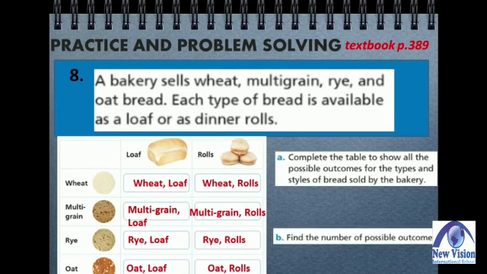So find the number of possible outcomes. By using the table to show all the possible outcomes for the types and styles of breads sold by the bakery, there are 8 possible outcomes.